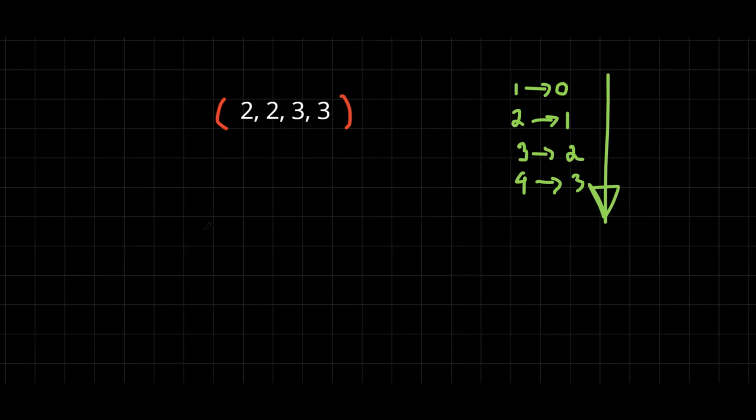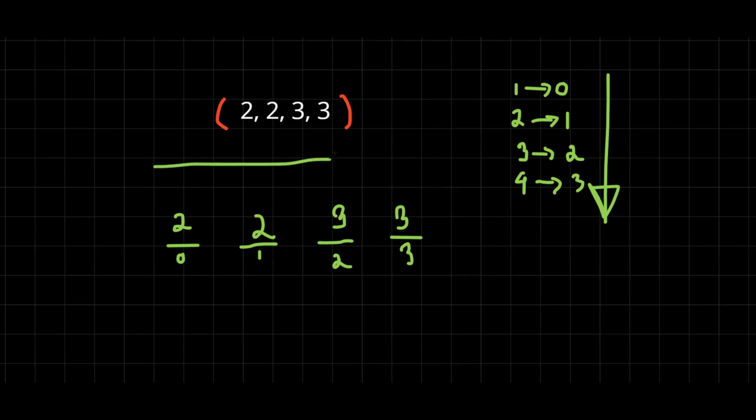Now we have 4 elements, which are in these 4 positions: 2, 2, 3, and 3. But their index numbers are 0, 1, 2, 3. Now we have to iterate through each of the elements from left to right. Currently, we have found the element 2. So we have to mark the element 2 as visited. How can we mark this element 2 as visited?